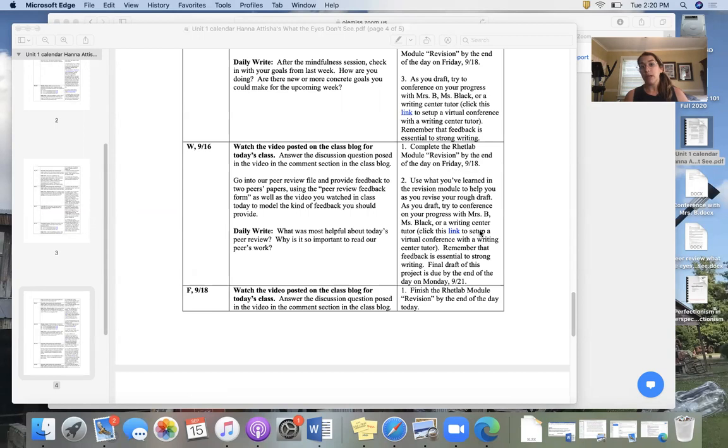You have until Monday to make final revisions on this paper. And so work really hard on this paper. Maybe send it to some folks that you know could give you some solid feedback. Pay attention to what your peers tell you as far as some of the revisions you can make. Conference with me, conference with Ms. Black, conference with the Writing Center tutor. You know, reach out there. There are a lot of resources that could help you make this final assignment really, really strong.